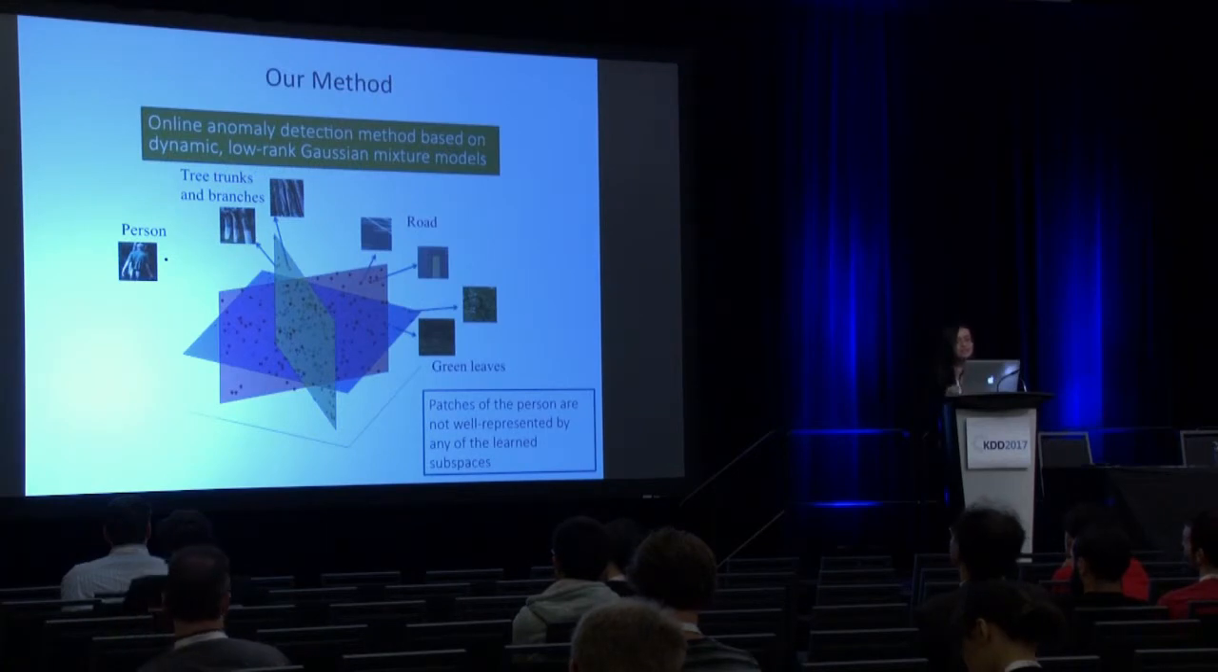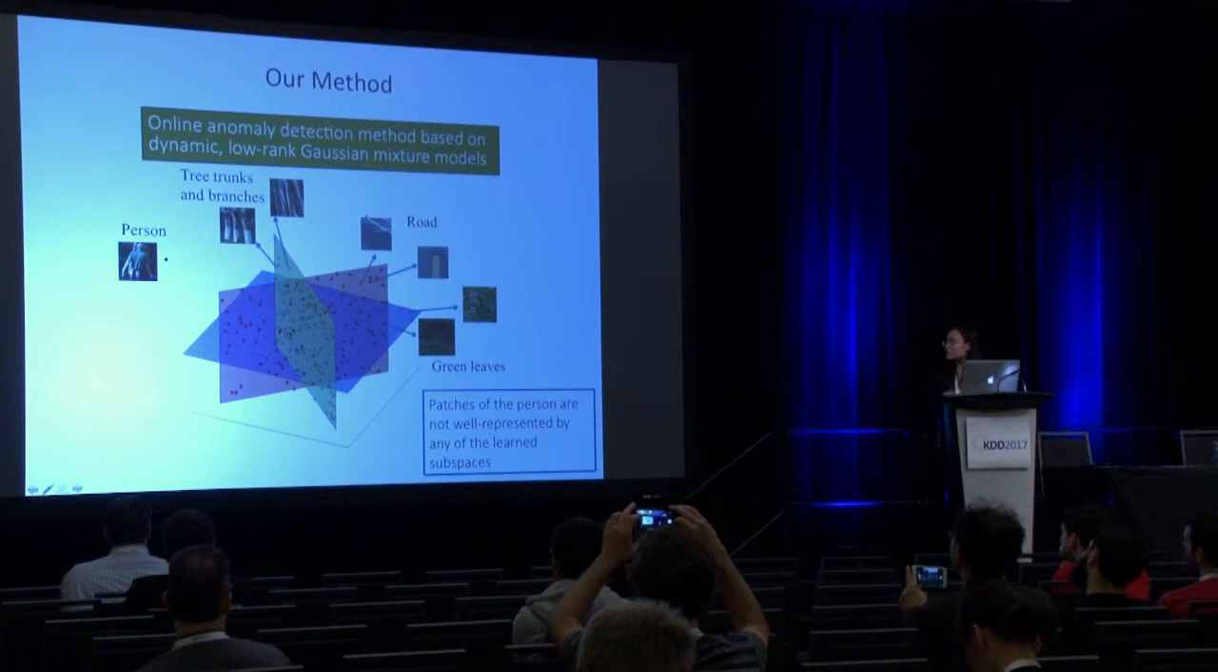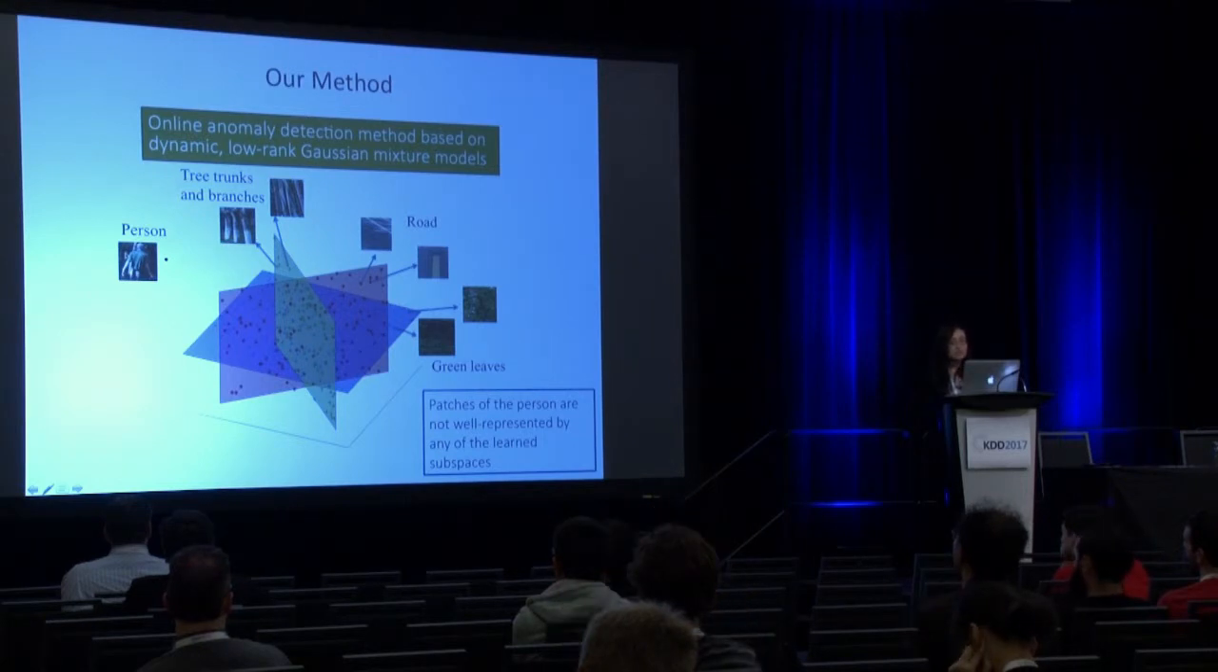So it ends up being like a union of subspaces model, where you have tree trunks in one subspace, roads in a second subspace, and green leaves in the third. And the human doesn't live close to any of the subspaces and can therefore be flagged.